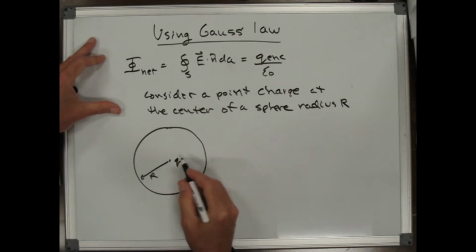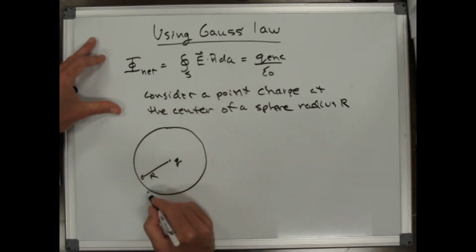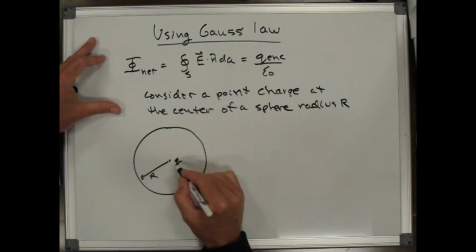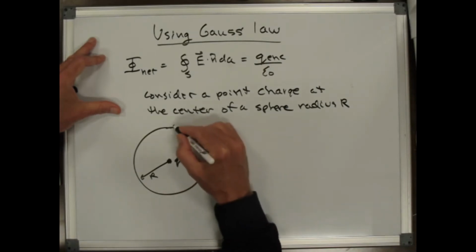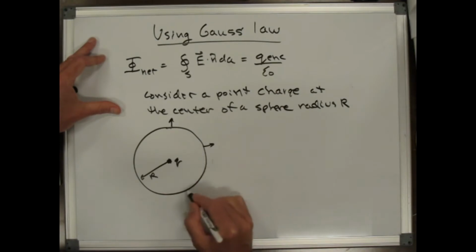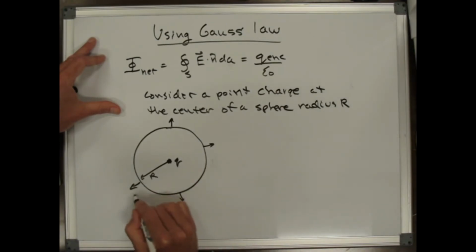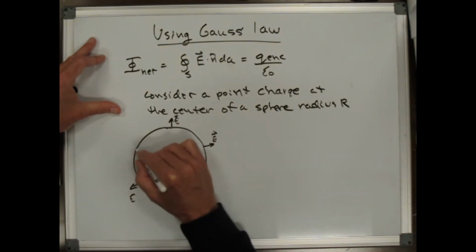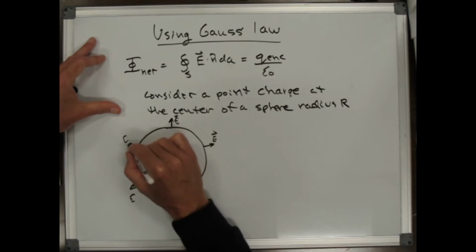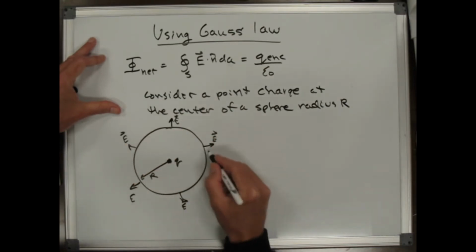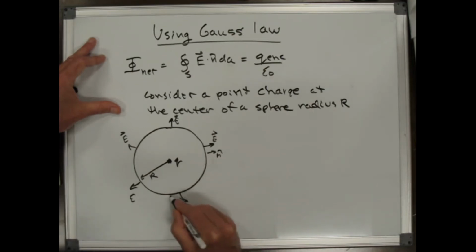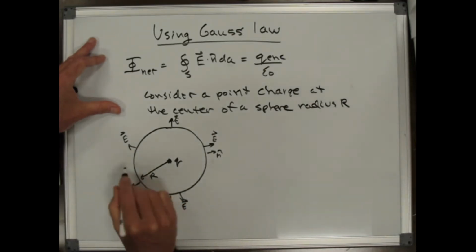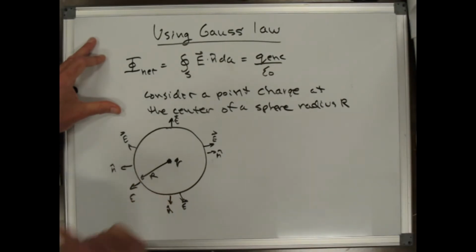I can actually use Gauss's law to determine the electric field at the surface of the sphere due to this point charge, right? And so here's how that works. We can see by symmetry that the electric field, because it's emanating from a charge at the center, points outward at every point on the surface. All I care about, with Gauss's law, is what's happening at the surface of the sphere, because that's where this integral takes place. Similarly, the normal vector also points perpendicular to the sphere. That's the whole point of a normal vector, it's normal to the surface.